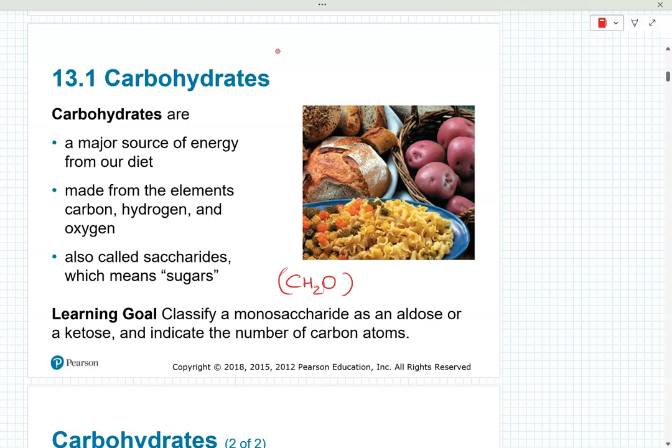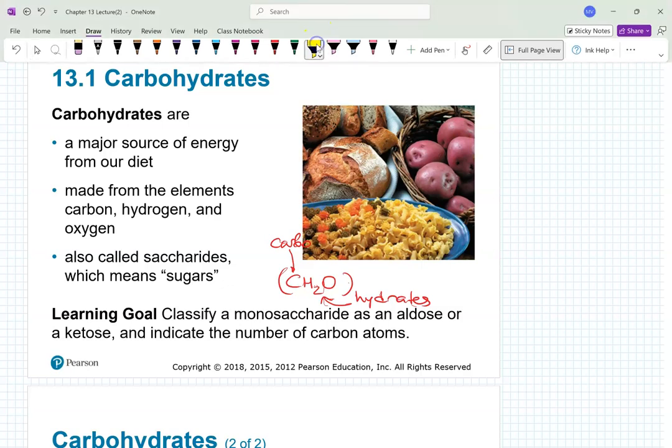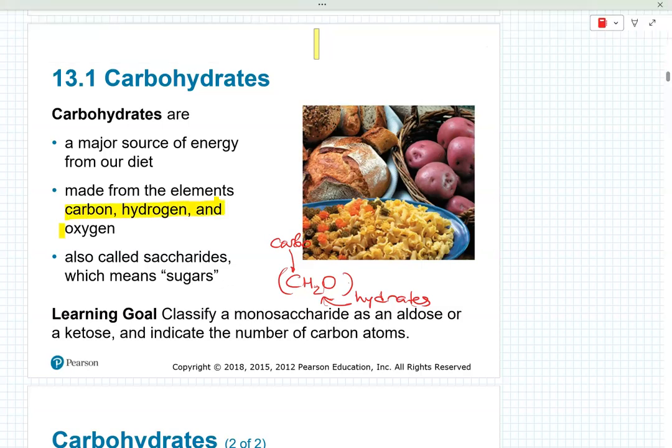Okay, so you can see that carbo, and you have this H2O, hydrates. Okay, those are only three elements that are found within carbohydrates. They can be called saccharides, like monosaccharides, polysaccharides, disaccharides, but carbohydrate is some kind of an umbrella name that covers everything from glucose to starch.